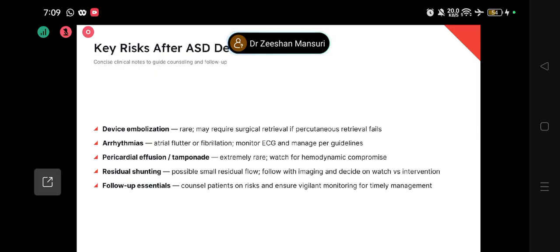What other complications may happen? There is risk of arrhythmias like atrial flutter and fibrillation because of the irritation by the LA disc or RA disc. Monitor the ECG and manage as per guidelines. Pericardial tamponade is very rare, but it is a very serious complication.